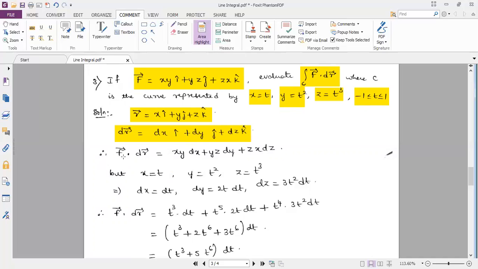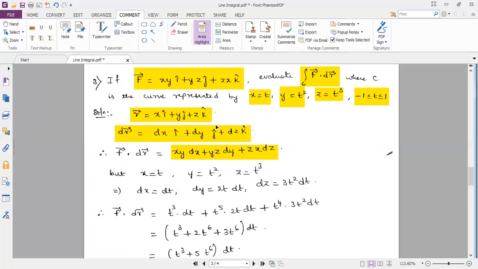Now evaluating f dot dr, the dot product between these two, recalling the property that i dot i, j dot j, k dot k values are 1. All the rest of the dot products are 0. So we get f dot dr is equal to xy dx plus yz dy plus zx dz.